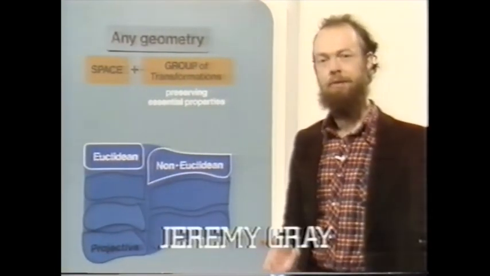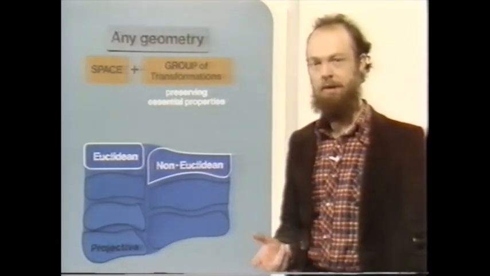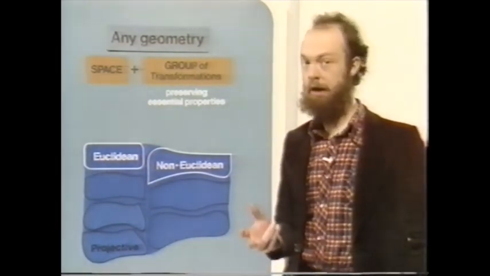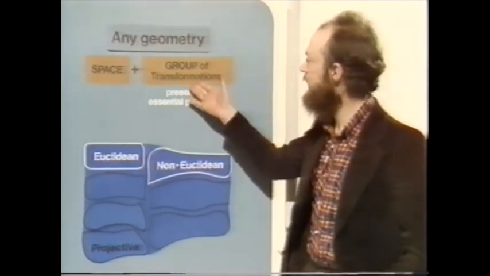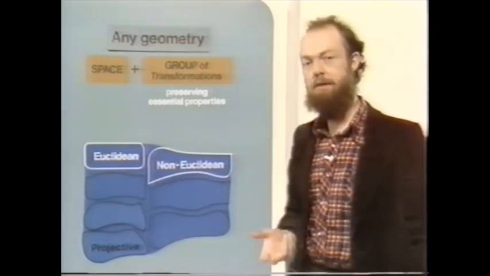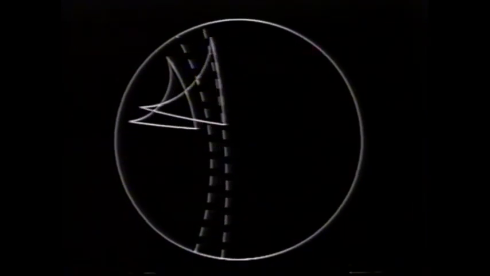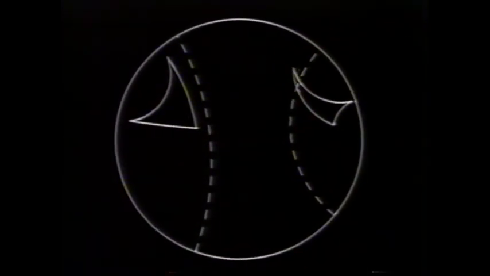Remember, when we studied non-Euclidean geometry, we had a different interpretation of distance, so that straight lines looked like arcs of circles. But we still had a group of transformations acting on a space. In this case, the space was a disk. Each transformation again preserves the essential properties of figures. For example, the angles haven't changed in this triangle, and angles are preserved by any of the transformations.